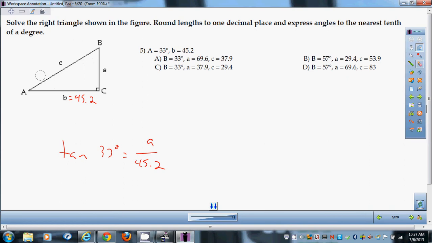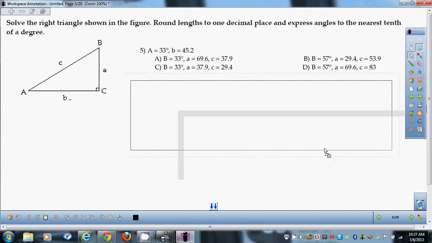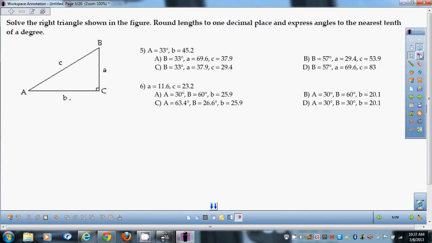No? Okay. It's because this was a two-parter. There's another part of the problem. It's going to give you a different set of things. A is 11.6. C is 23.2. Let's solve for the angle.